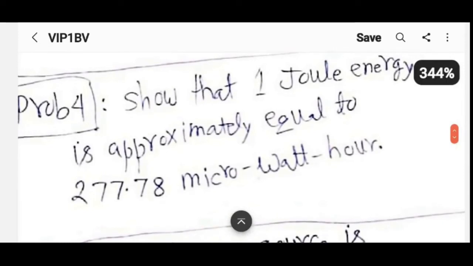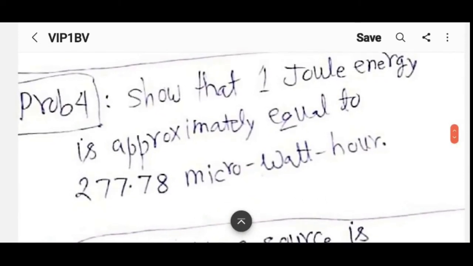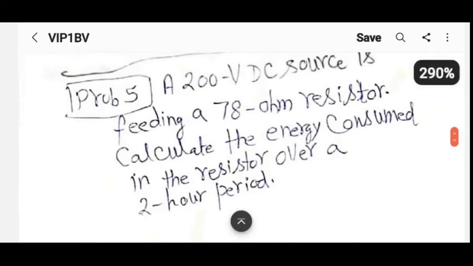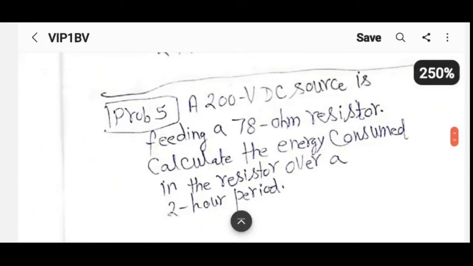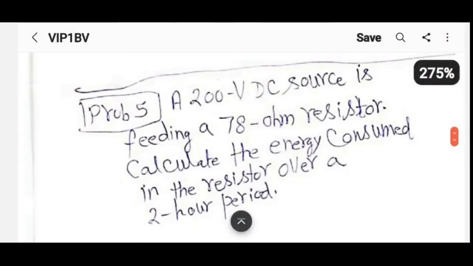This should be easy enough. You can try it yourself. Problem 4 is very easy to figure. Problem 5, again, is a simple calculation example on energy consumption. A 200 volt DC source feeding a 78 ohm resistor. Calculate the energy consumed over a 2-hour period. You can easily go through these calculations.